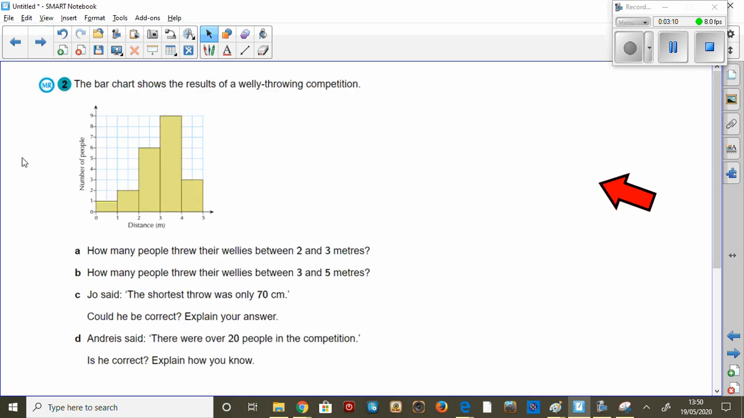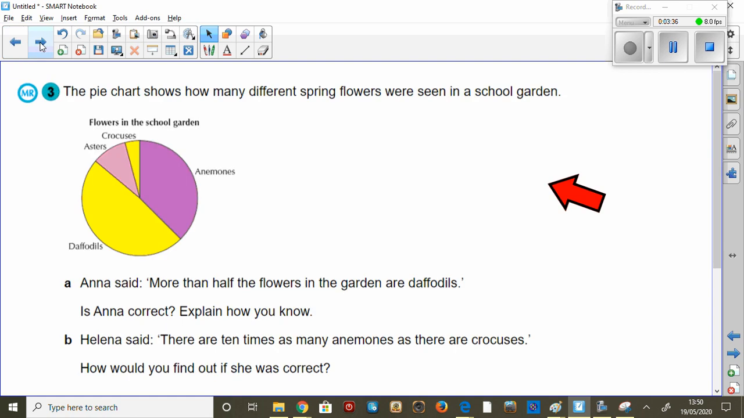The bar chart shows the results, again, of a welly throwing competition, you've got to read the axes. Make sure you know that the distance is 1, 2, 3, 4, 5 meters, up to 5 meters, and the number of people who've got that distance. So between 3 and 4 meters, 9 people threw between 3 and 4 meters. Okay, so you make sure you read the graphs carefully.